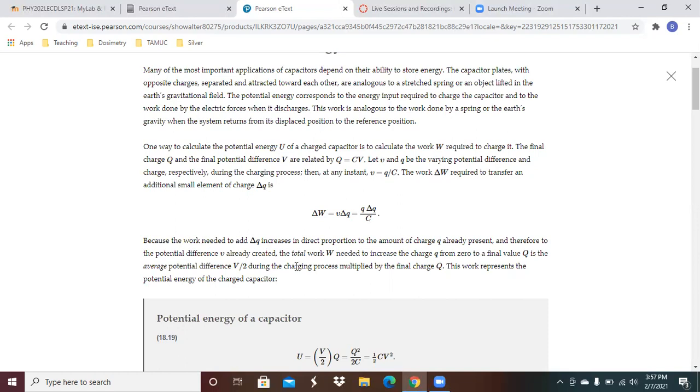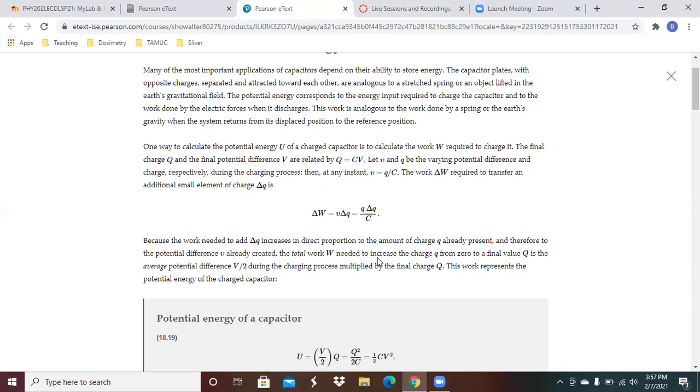The work needed to add that extra charge increases in direct proportion to the amount of charge Q already present. That shouldn't surprise you, because the amount of charge there has to be factored into how much more charge you can add in. We all know that like charges are going to repel, so there is an effect there that has to be modeled. So the potential difference is already created.